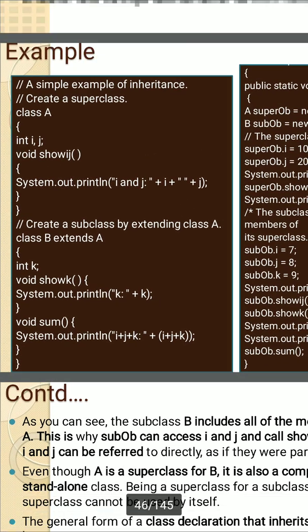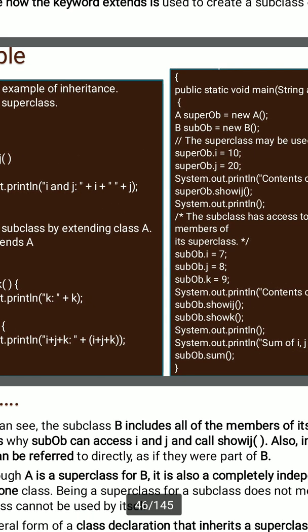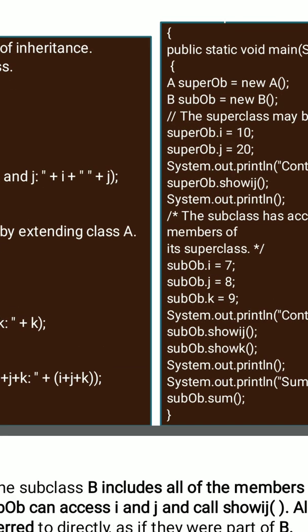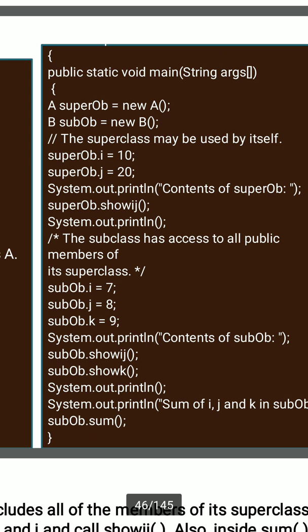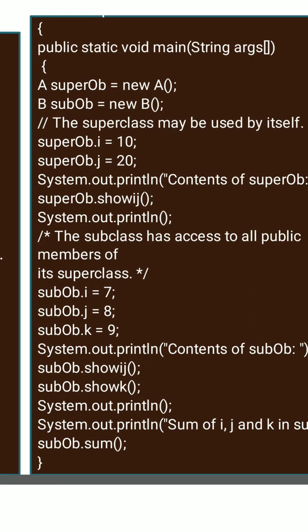Here is the main method. In order to execute the program, we have to start with the main method, that is, public static void main. In order to access the features of class A or class B, we have to create objects of those respective classes. So here A is there.